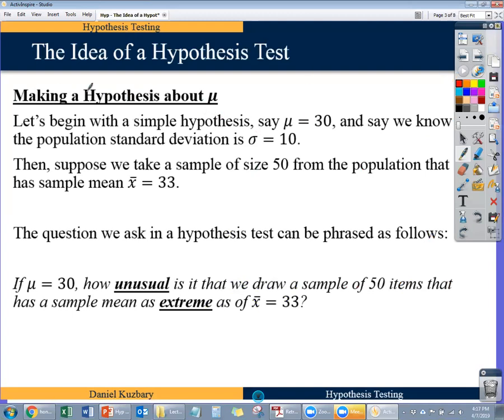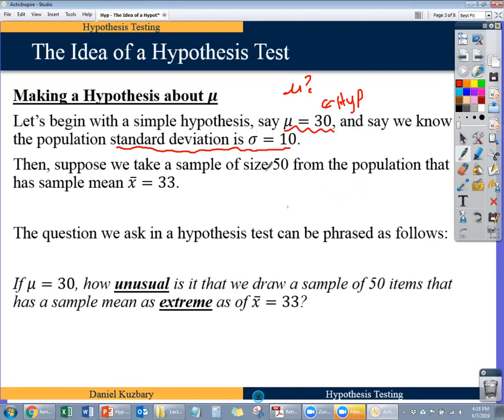So let's start with this idea of making a hypothesis about mu. We have some population mean, we don't know what it is, and we're going to make a hypothesis that mu is equal to 30. We have good reason to think the population mean is 30. And let's say that we know that the standard deviation is 10. Maybe that's just something we know already. And we don't know mu, so we're just going to say this is 30. So our hypothesis is mu is equal to 30. This whole statement right here is the hypothesis.